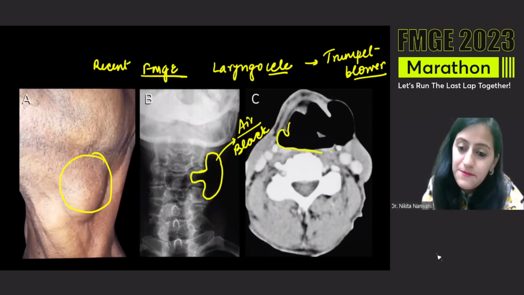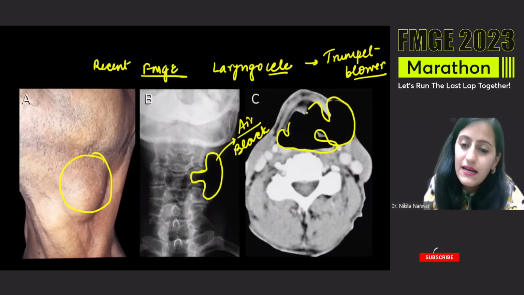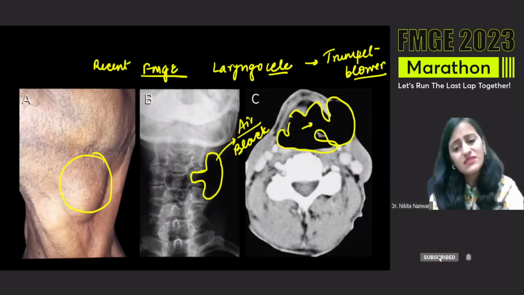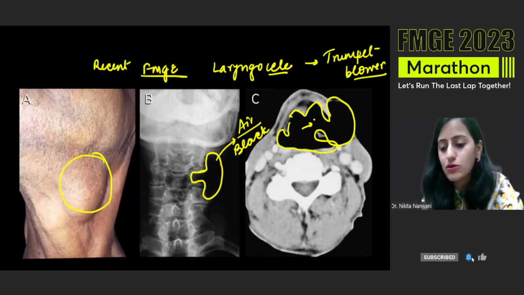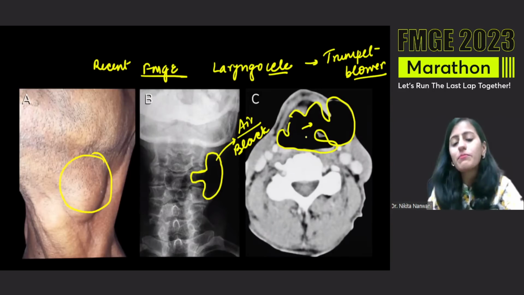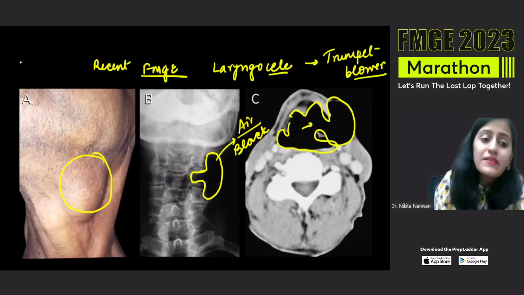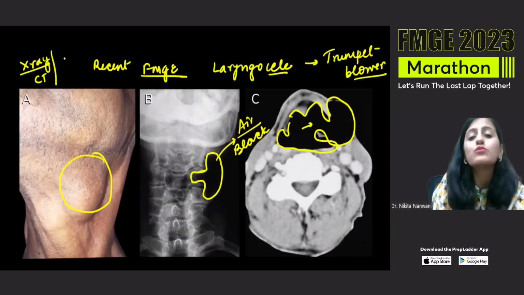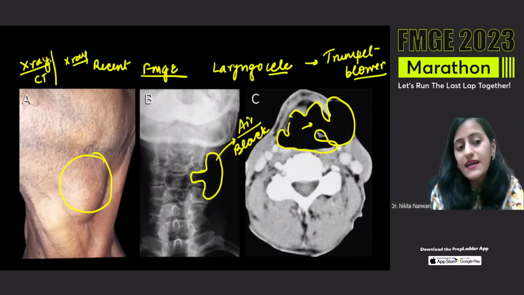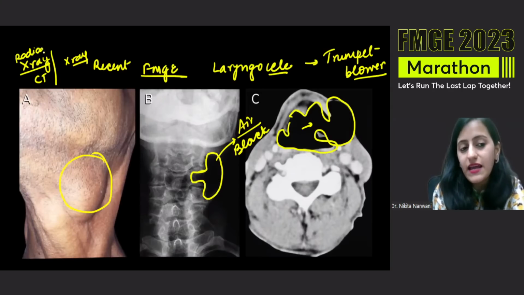Similarly, on the CT, you are seeing this black color, the air containing. This is the same patient showing laryngocele. Okay, so remember that laryngocele is air containing. X-ray and CT are the modalities which use X-rays, right? X-ray basically is a radiograph.